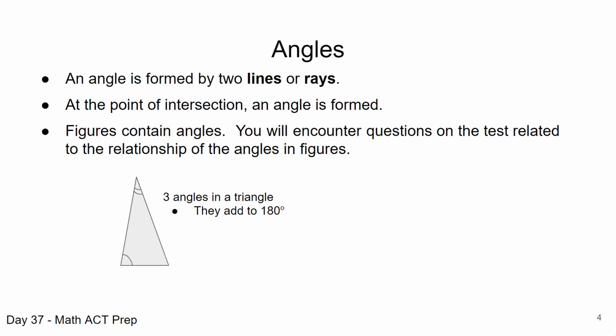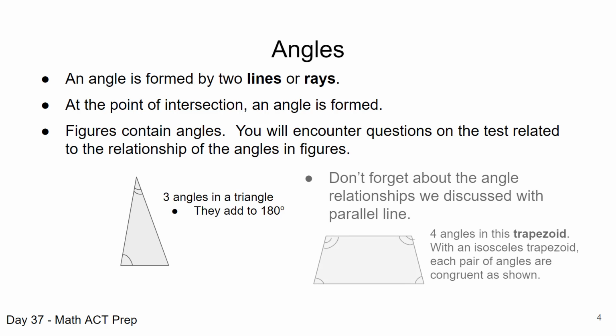So for example, when we're looking at a triangle, we know that there are three angles in a triangle and they add up to 180. Sometimes we're given different information about those angles. They could be a right angle. We could know that we have some acute angles or an obtuse angle. We need to be familiar with all these different characteristics of angles to be able to answer the type of questions that we're going to be given on the ACT.